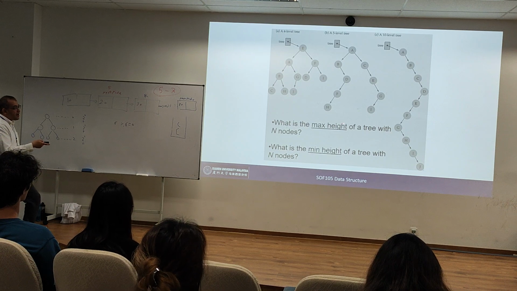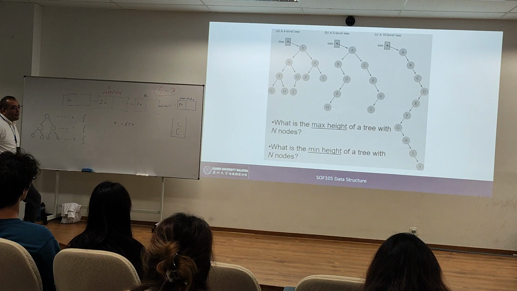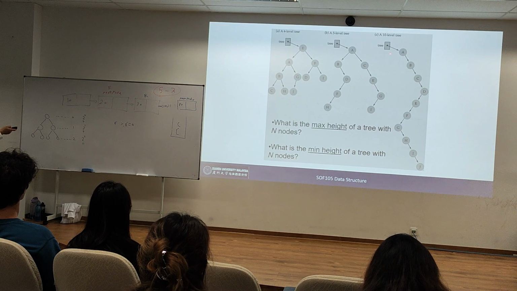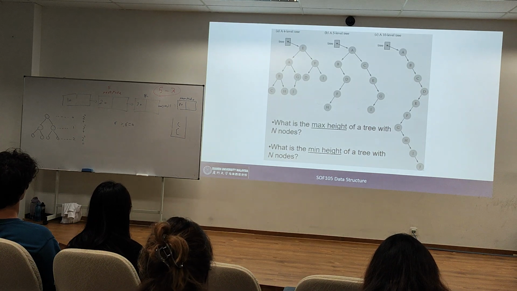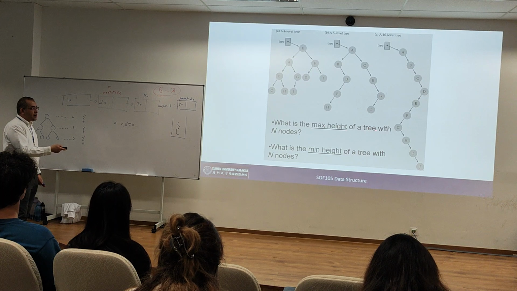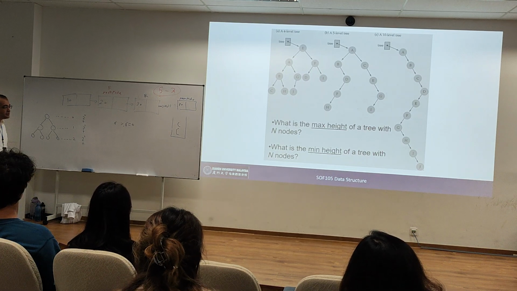What is the maximum height of a tree with n nodes? If I have n nodes, how many arrows can I count between the root and the last node? N minus 1, correct? Or n nodes, right? So what is the maximum height of a tree with n nodes? N minus 1 or n? Both of them okay, correct?